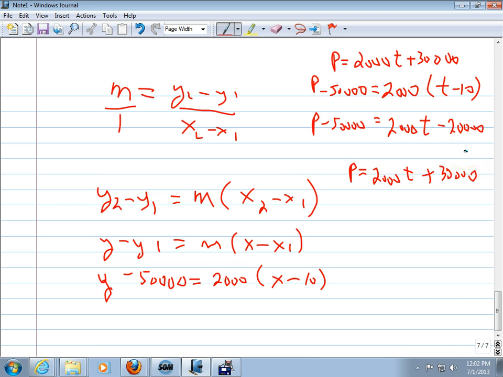Okay? As long as you have a slope and a point, you can graph the line. You can uniquely define a line by any 2 points, that gives you the slope, or a point and the slope gives you the direction. And that's all we got here. We've got the point t is 10 when p is 50,000, and the slope 2,000 people per year. That simplifies to the same thing.